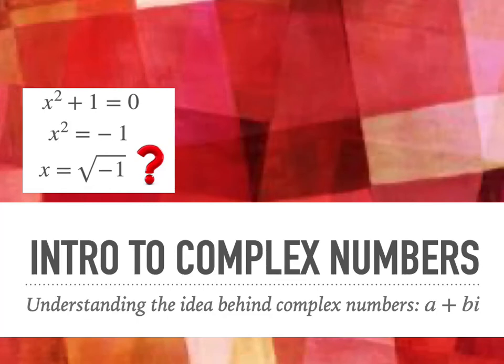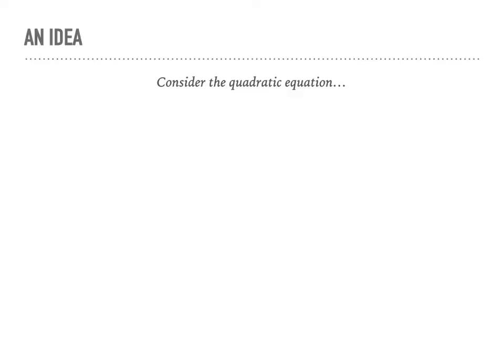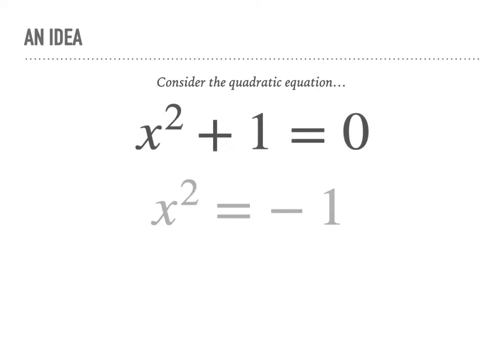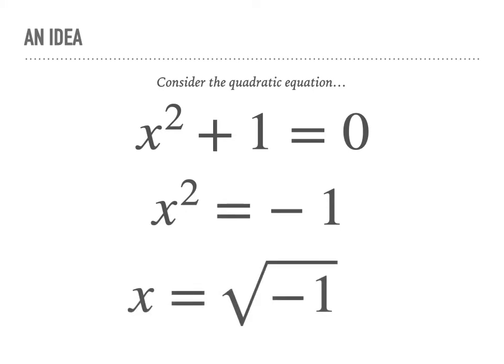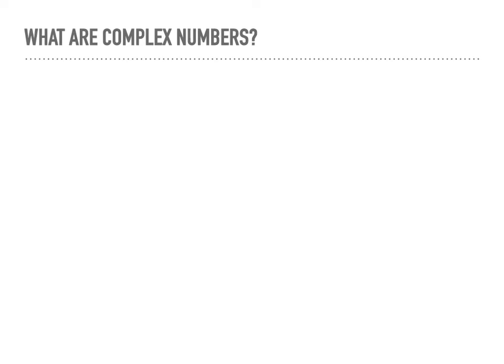We'll be understanding the idea behind complex numbers. Let's consider the following quadratic equation: x squared plus 1 equals 0. Let's see what we get when we solve for x. So we have x squared equals negative 1. But then we have x equals the square root of negative 1. So what does this actually mean? This is actually considered a complex number. But what are complex numbers?